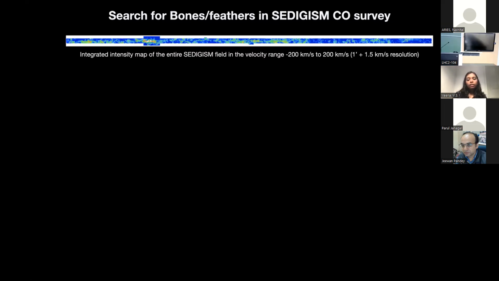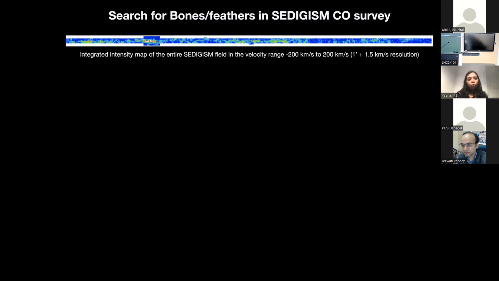First, what we did is we had almost 78 CO tiles, each having a size of 1 degree. And we tried to combine all the data in this SEDIGISM survey to create a large mosaic of the entire coverage. Shown here is the integrated intensity map of the entire SEDIGISM field in the whole velocity range. So we integrated within minus 200 to 200 kilometers per second. And you can definitely see these emission features, and even a few pixels in this map correspond to molecular clouds of scale a few parsecs.